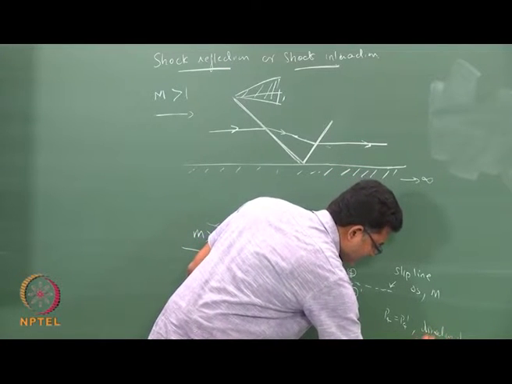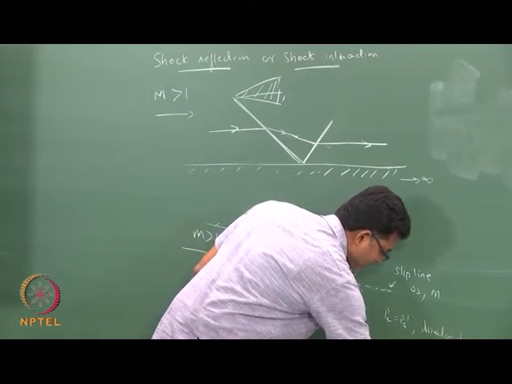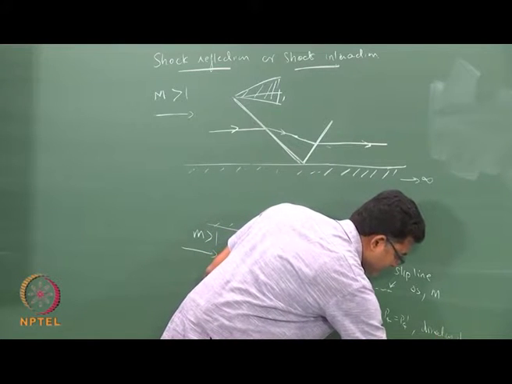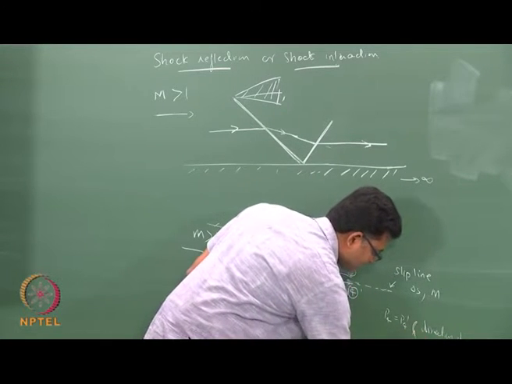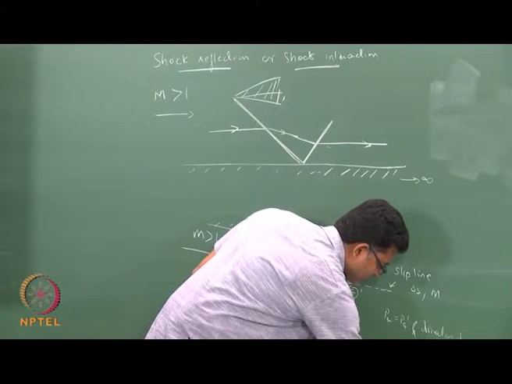Direction of velocity is same across the slip line.